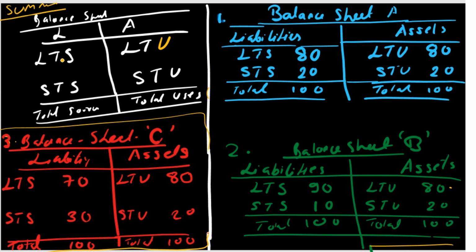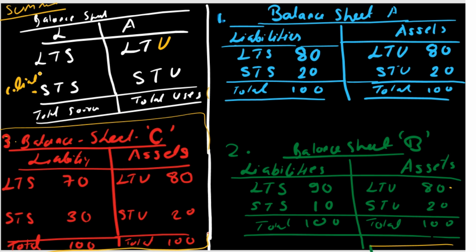LTS means long-term source, coming from long-term loans or the business owner's capital. These funds can be returned a little later; they are not to be repaid immediately. But if you look at short-term sources like current liability, these are short term. That means they have to be repaid within 12 months.